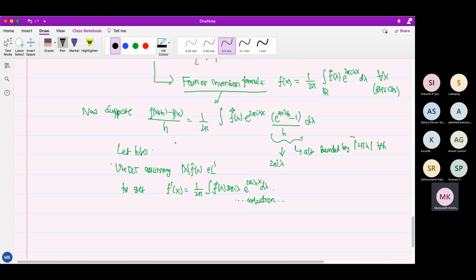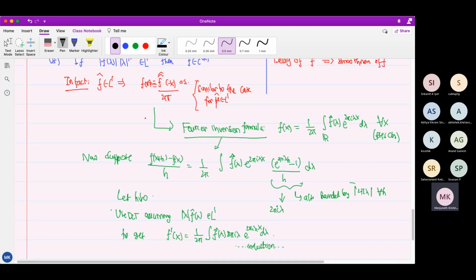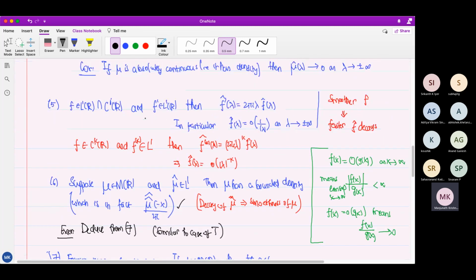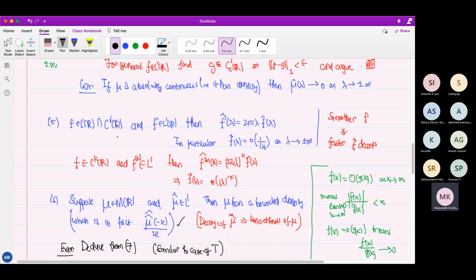Then I was talking about the smoothness versus decay of the Fourier transform. So let me see what all I have said about it. If f is smooth, that is f is in L1 intersection C1, then f dash is also an L1 function, and we are assuming f dash is an L1 function, then f dash hat is 2 pi lambda times f hat. So f hat will decay.